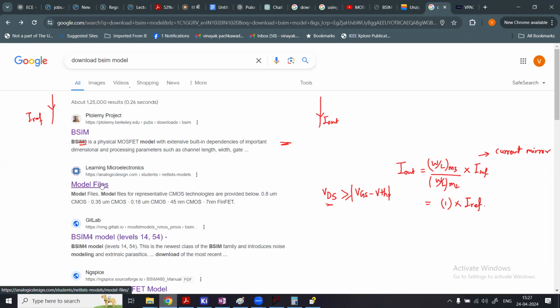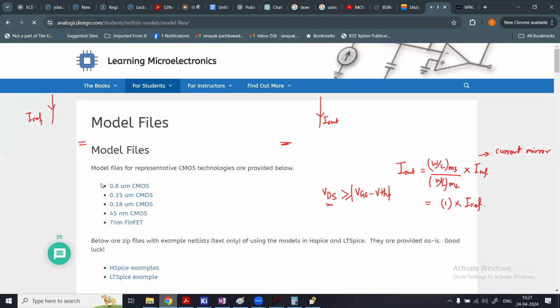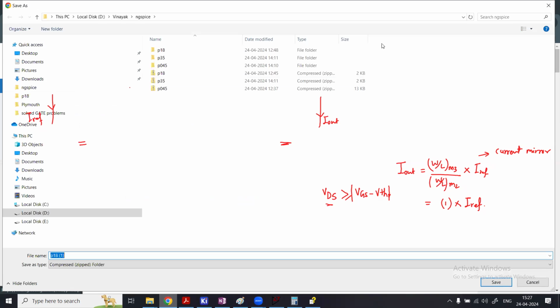For example here, learning microelectronics. So I can use the BSIM model or any other. Here you see that the model files are available: 0.8 micron, 0.35, 0.18. So for example, if I click here, it helps me to download. In one of the folders, I have downloaded this model. This is the zip file actually. So I downloaded all these model files, for example, 180 nanometer technology, 350 nanometer, down to 45 nanometer and so on. So I'll just show you.